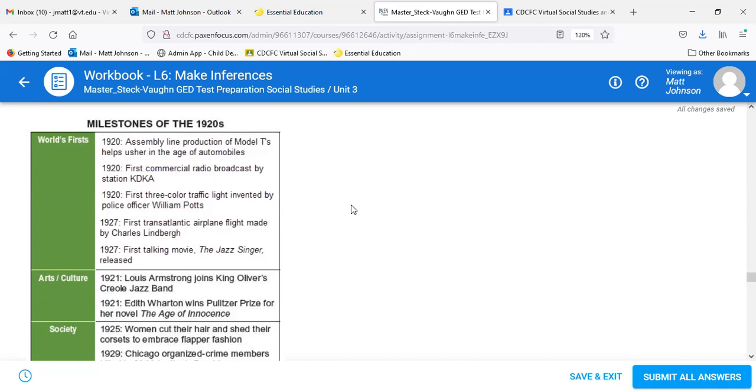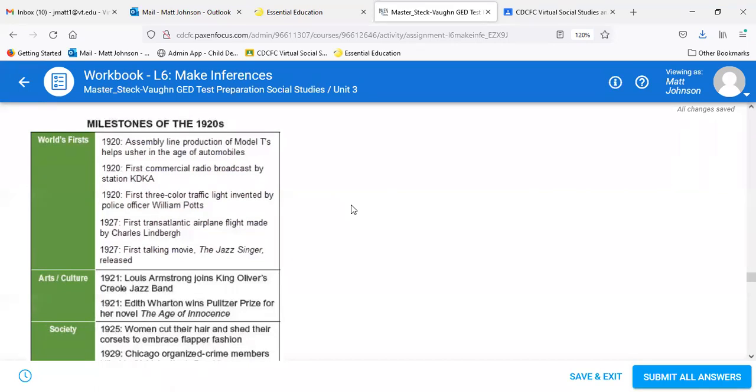Also in 1920, first three-color traffic light invented by police officer William Potts. So after we have more cars on the road, we realized that this was going to be an issue, so we started seeing our first traffic lights.